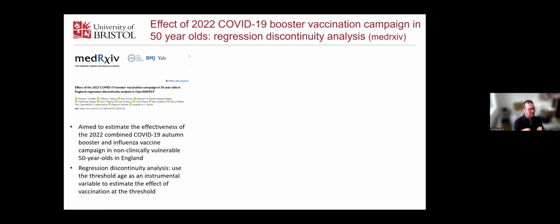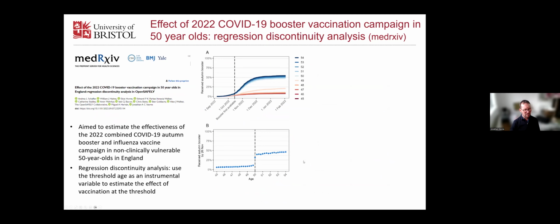The final analysis I'll mention is still unpublished, much to all of our frustration. And this was a regression discontinuity analysis. So essentially using the age threshold for booster vaccination in the 22 booster campaign in England as an instrument to estimate vaccine effectiveness. And this should work beautifully.